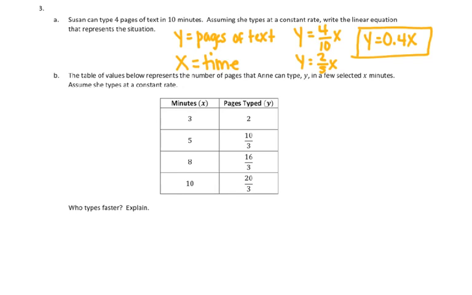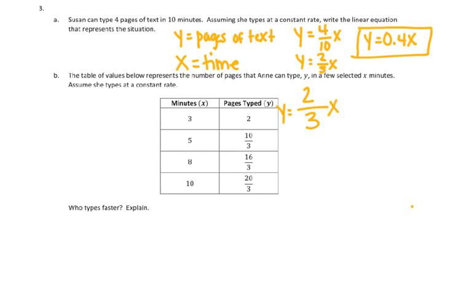All right, so let's look at part B. It says the table of values below represents the number of pages that Anne can type, y, in a few selected x minutes. Assume she's also typing at a constant rate. So she can type 2 pages in 3 minutes. So we would represent our linear equation as y equals 2/3 x.